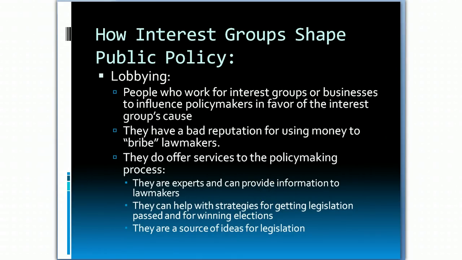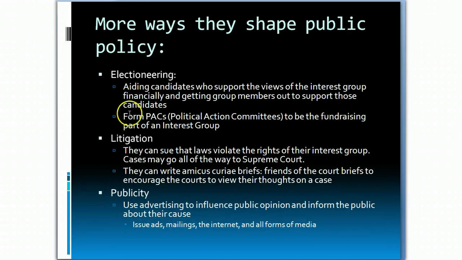But there are some other ways besides lobbying. Electioneering is the way that interest groups get involved in the political process. They might aid candidates who support the views of their interest group, like giving them money through their PACs. They form these political action committees to be the fundraising part of the interest group, and they might create fundraising materials for the candidate.